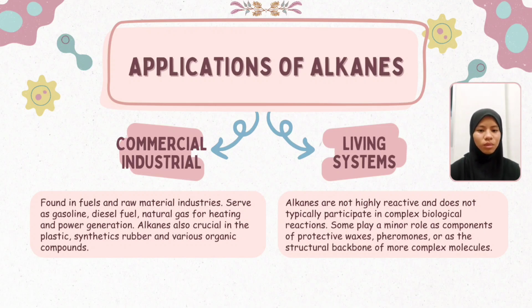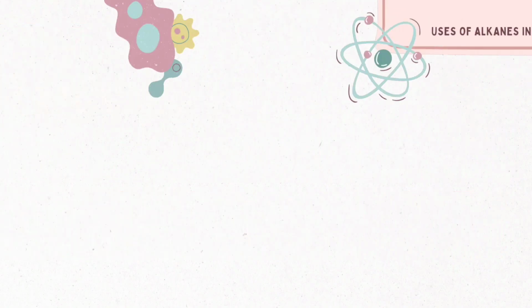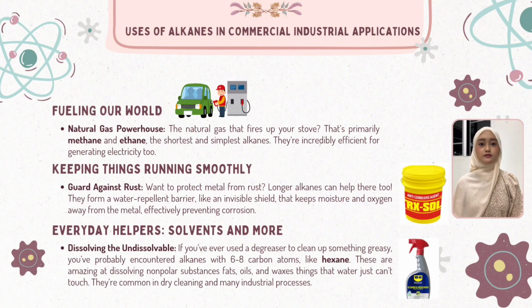On the other hand, within living systems, alkenes are not highly reactive and usually don't engage in complex biological processes. However, some alkenes may function as protective wax, pheromones, or structural components in more complex molecules. Alkenes are simple organic compounds with vital roles in our daily lives. They serve as primary components in fuels, such as natural gas, methane, and ethane, used for heating and generating electricity.